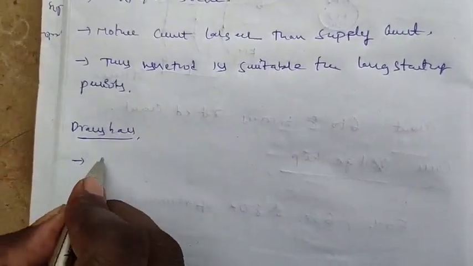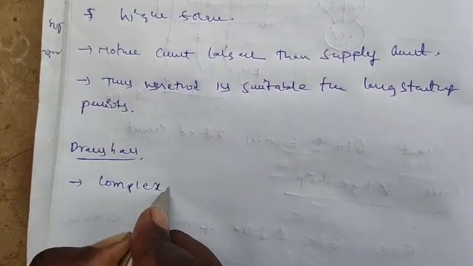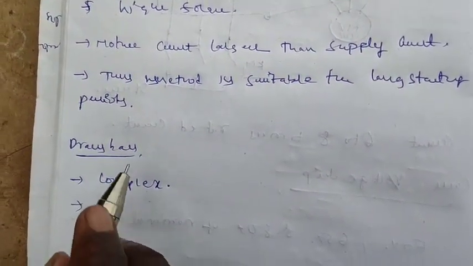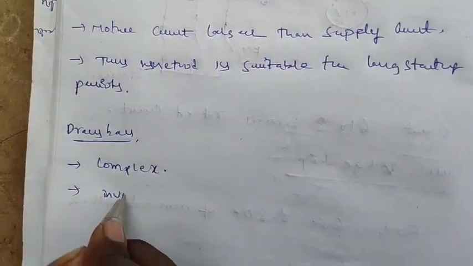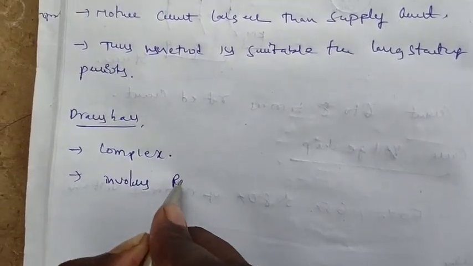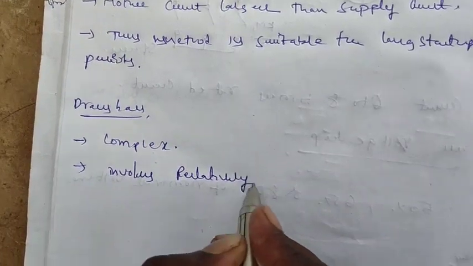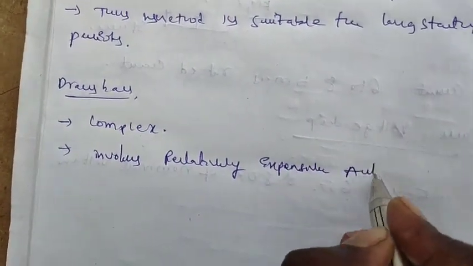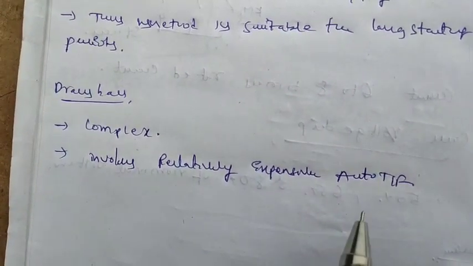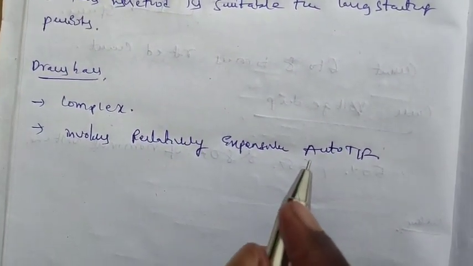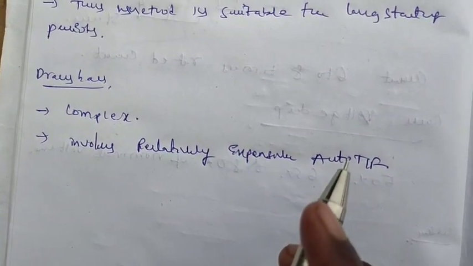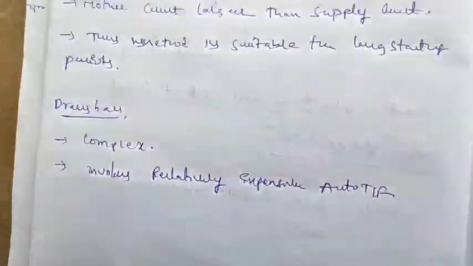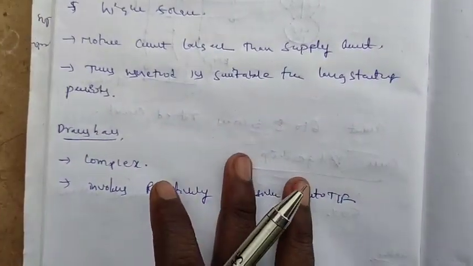Drawbacks: the circuit is complex, and it involves a relatively expensive auto transformer. So this is about the auto transformer starter.